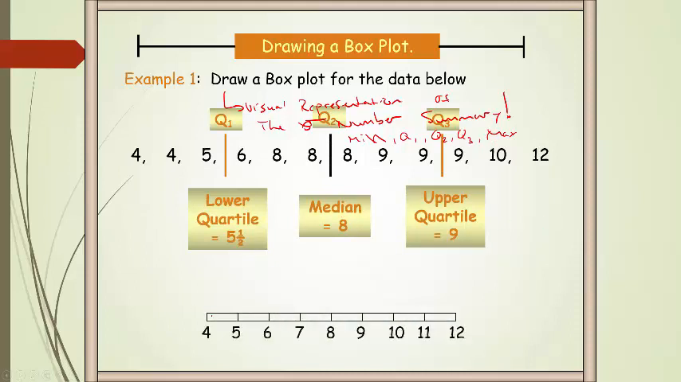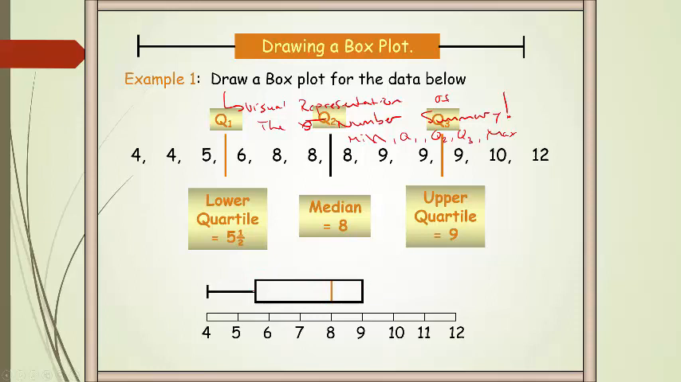So what you do is you draw a number line that's going to go from 4 to 12 here. And what you do is you draw a box. The first part of the box represents the lower quartile right here. The upper part of the box represents the upper quartile, 9. And then within the box, you're going to put a line for the median right there. The range of this box, by the way, is the interquartile range. So the length of this box is the interquartile range.